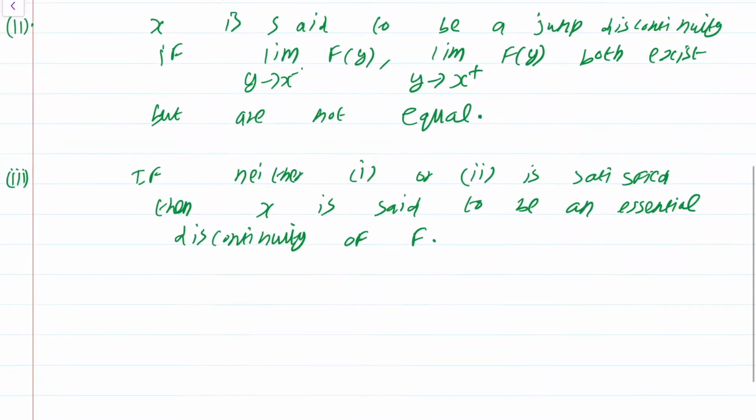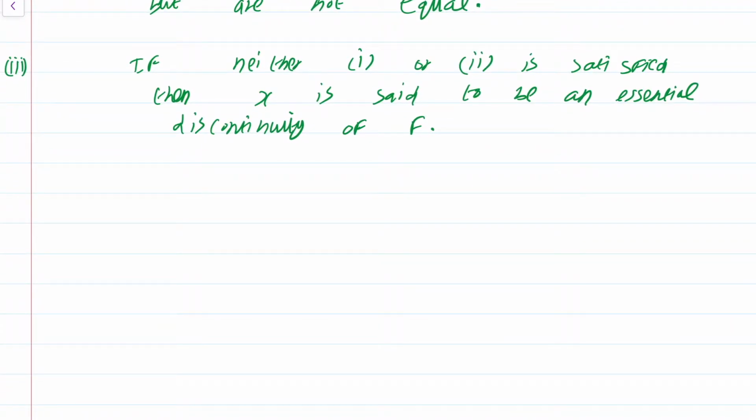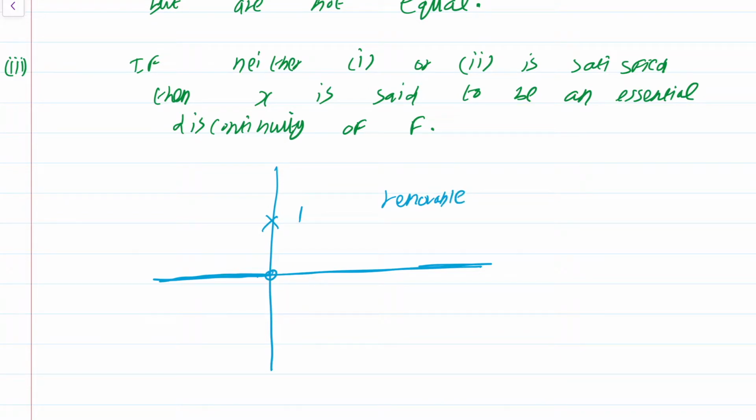Let's draw pictures to illustrate these rather than give actual real examples because they're rather easy to give. So suppose you had a function that is 0 on the negative real line, 0 on the positive real line, but for some reason it's 1 at the point 0, then clearly this is a removable discontinuity. You just have to redefine f(0) to be 0 to make that discontinuity go away.